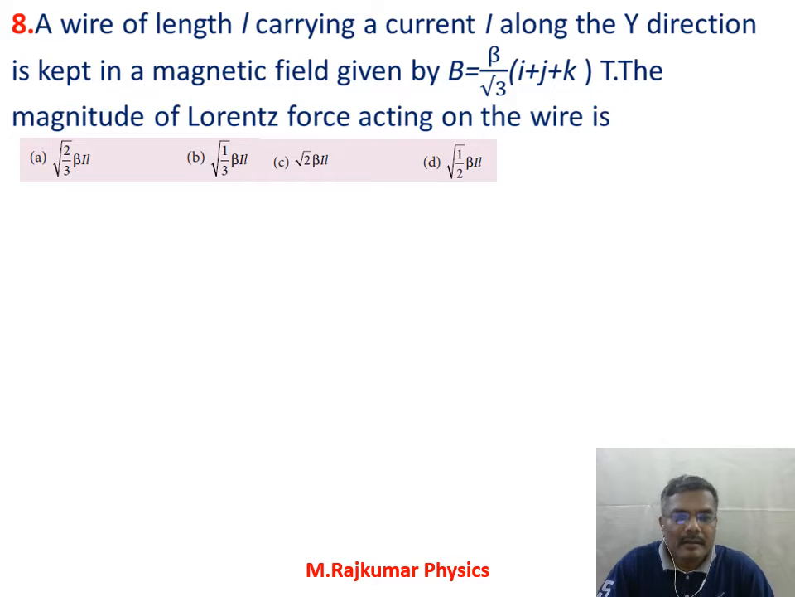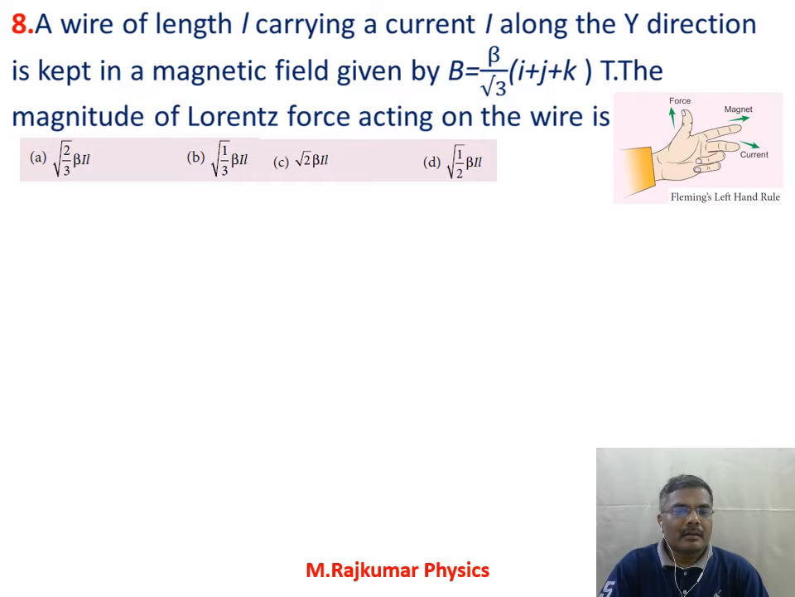So actually this is a wire of length L given in the problem, and they are saying it is in the y direction. So I can take the unit vector along this y direction as j. So I can say this as the L vector. The length itself I can say is a vector, multiplied by this unit vector j.